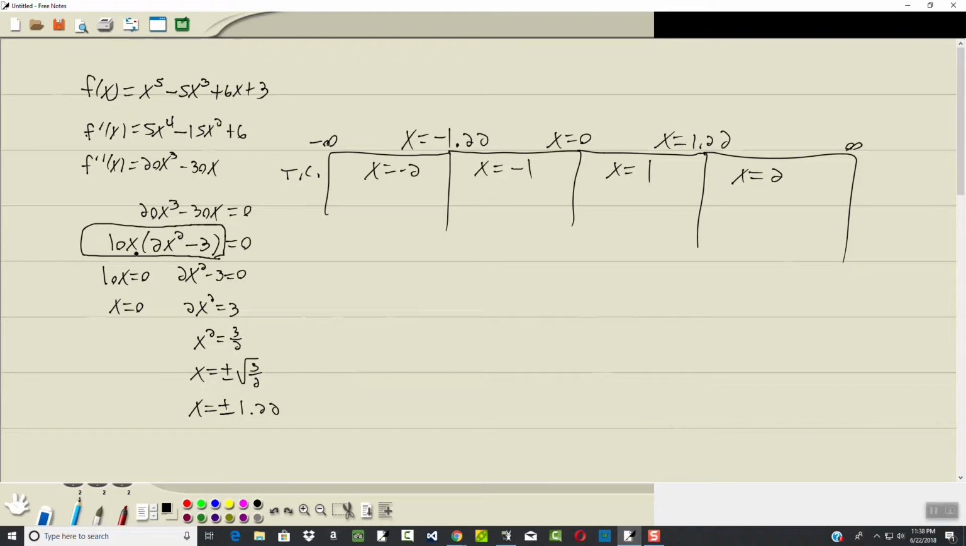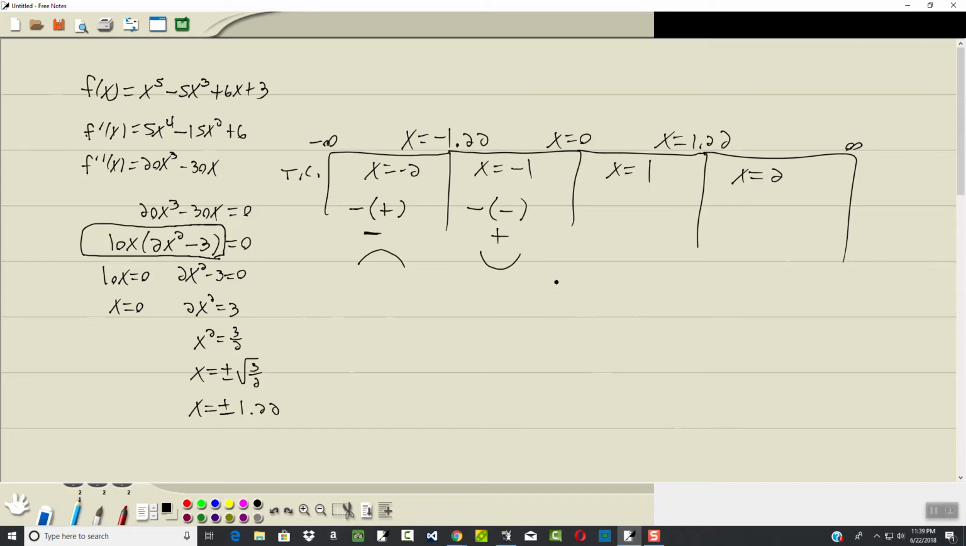So if I plug negative 2 in here, I get 10 times negative 2, which is negative 20, so that's negative, times, if I put negative 2 in here, negative 2 squared is 4, times 2 is 8, minus 3 is 5, which is positive. Negative times a positive is negative, which means it's concave down. If I plug in negative 1, 10 times negative 1 is a negative. And if I plug in negative 1 here, negative 1 squared is 1, times 2 is 2, minus 3 is negative. And negative times a negative is positive, so this is concave up.